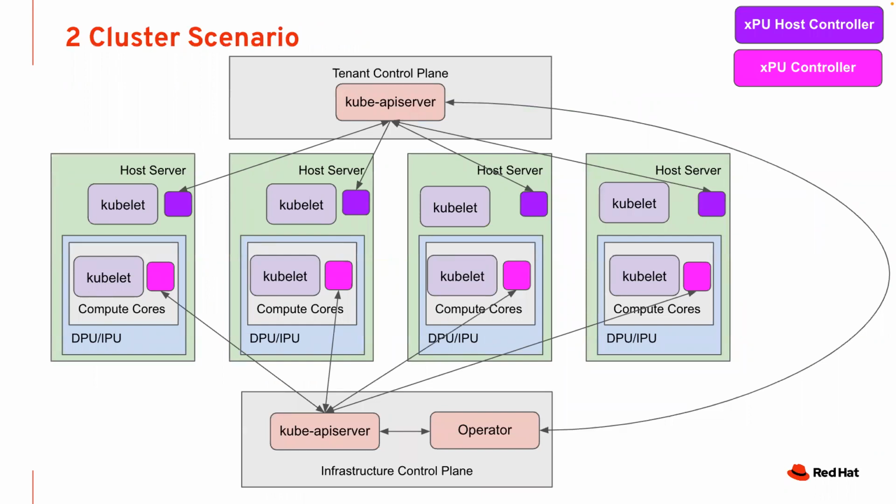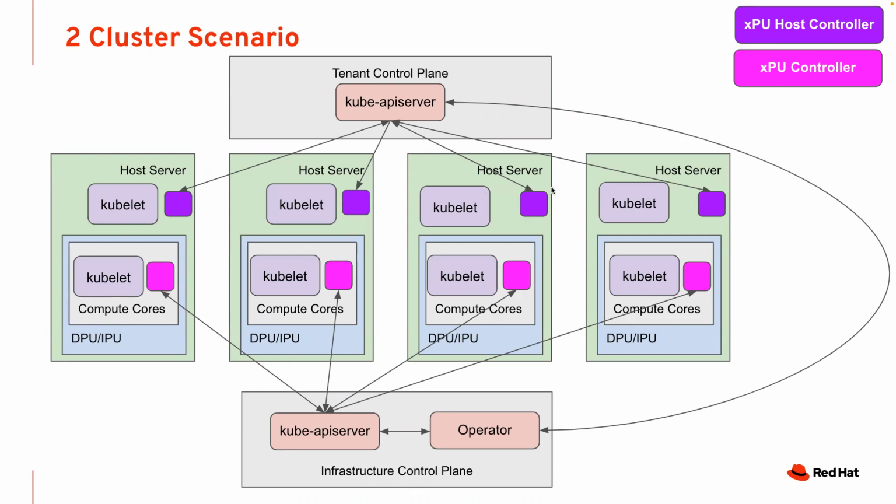Okay, so one thing we tried to look at was how VF provisioning would look from the host's point of view if we had an isolated tenant cluster and an isolated infrastructure cluster. And so we tried to draw out, we had our nodes, our host servers, we have our DPUs on each node. We have Kubelet, obviously, for the tenant side running on the host servers, and Kubelet for the infrastructure, for the DPUs connected to the infrastructure control plane.